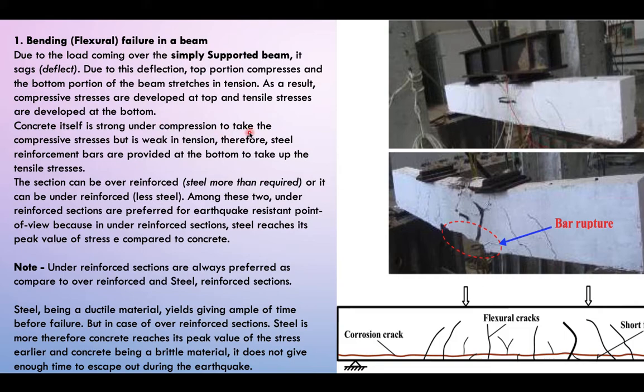But the figure is showing the opposite to that. Actually, we have the compressive forces developed at the top and the tensile forces developed at the bottom. Due to this deflection, we have the top portion compressed and the bottom portion of the beam pressed into tension. Concrete itself is strong under compression to take the compressive stresses, but it is weak in tension. Therefore, the steel reinforcement bars are provided at the bottom to take up the tensile stresses.